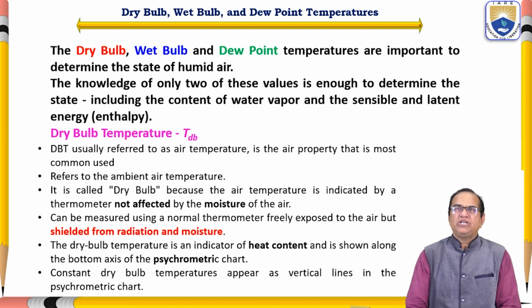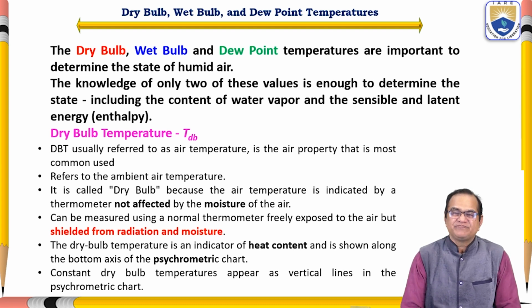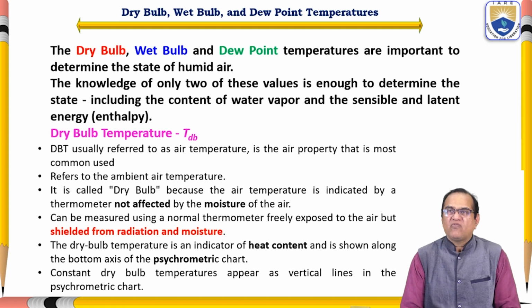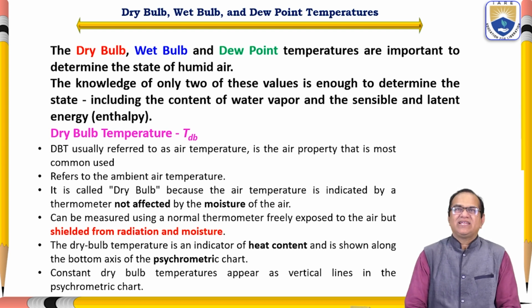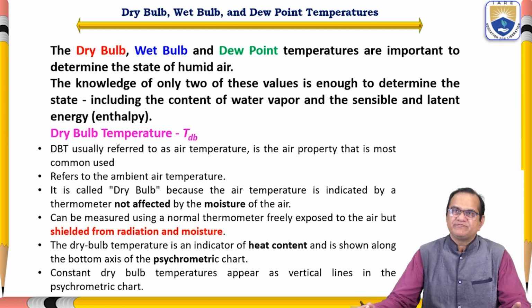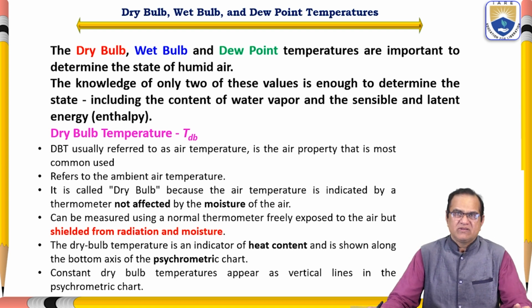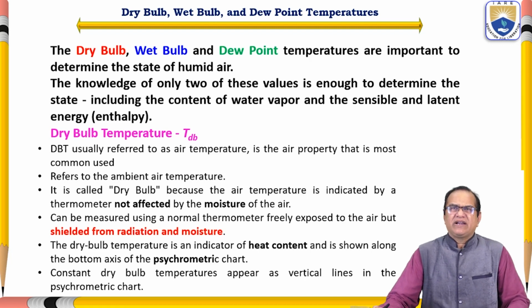The knowledge of only two of these values is enough to determine the state, including the content of water vapor and the sensible and the latent energy, that is the enthalpy. So out of the dry bulb, wet bulb and the dew point temperature, if we can get any two, we can find out the state or condition of the gases there. So the first one is the dry bulb temperature.